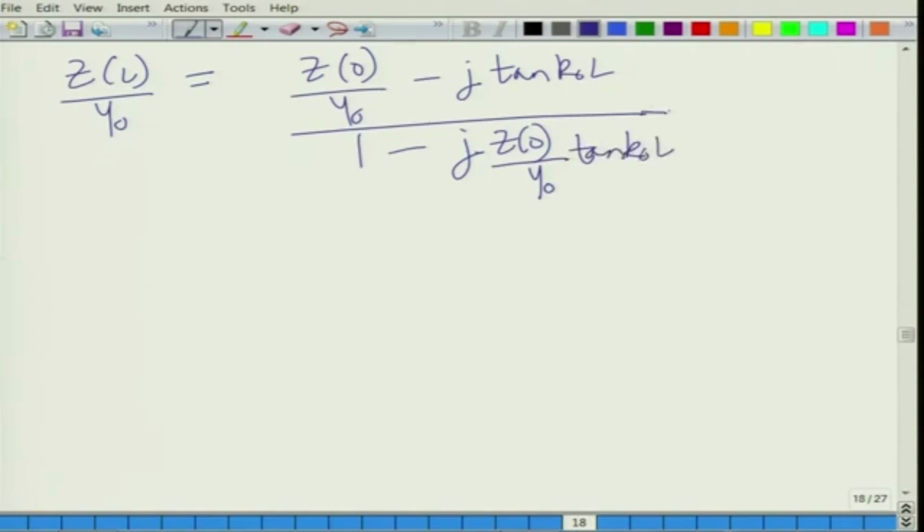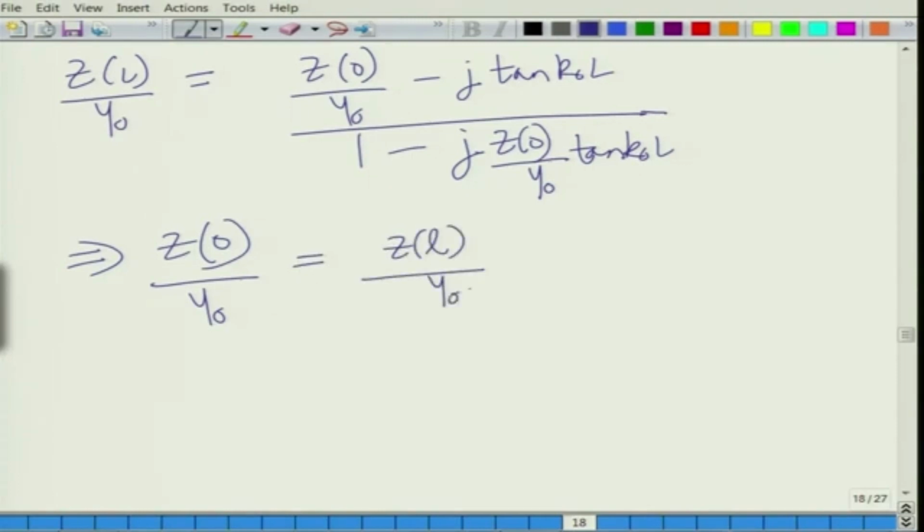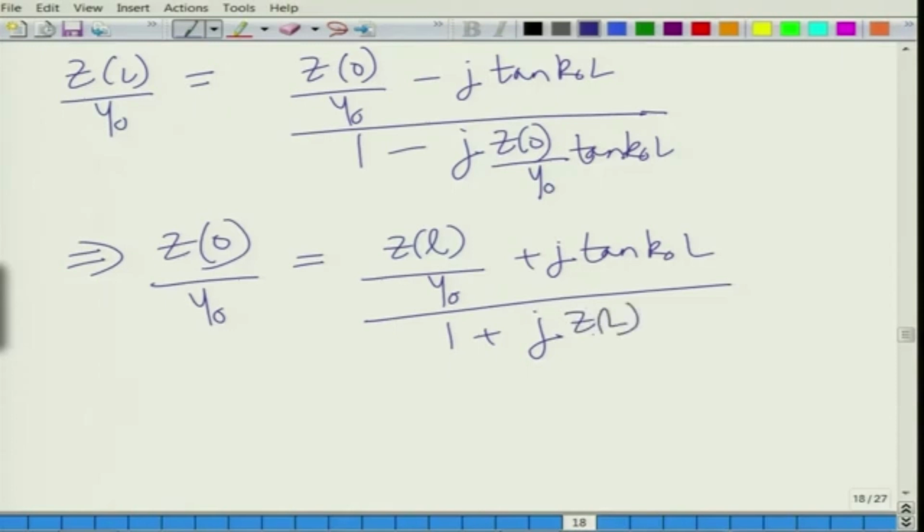We can do this. So, basically if we were to simplify this further, that is, if we were to express Z naught in terms of Z L with some simplifications, we would get Z L by y naught plus j times tan k naught L, divided by 1 plus j times Z L by y naught into tan k naught L.